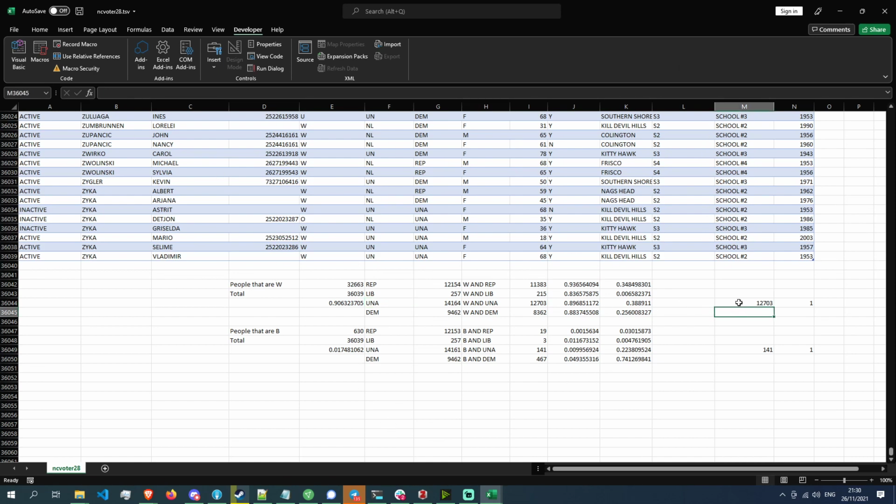And in this column here, I checked who is white, who is unaffiliated, okay? Who has a phone number that is exposed? I did the same thing for the people that are black and unaffiliated. What can I do with this? Why is this very important? And what does this show us?